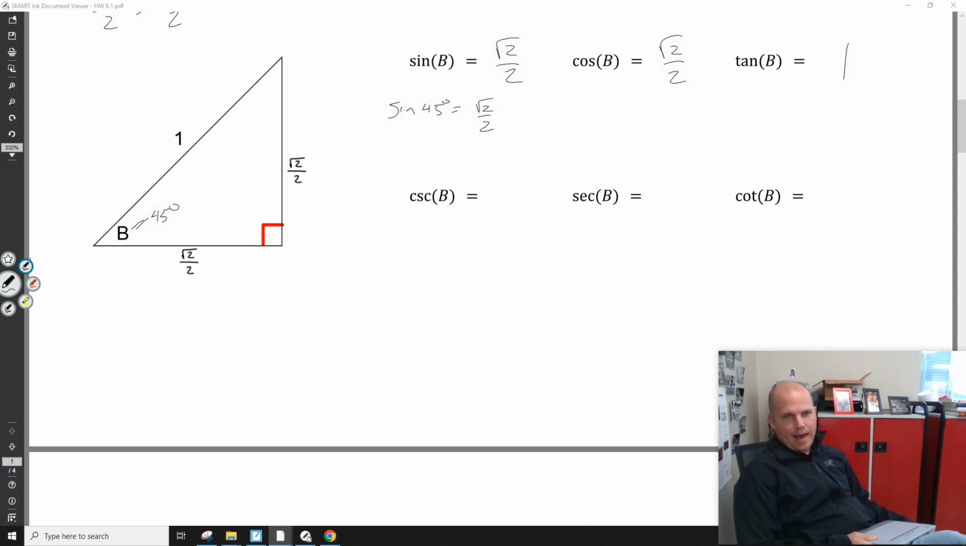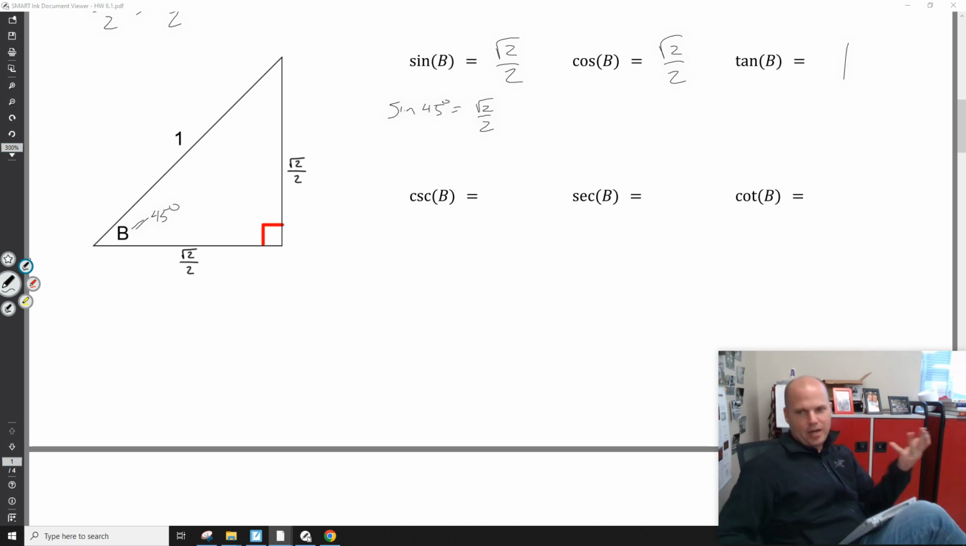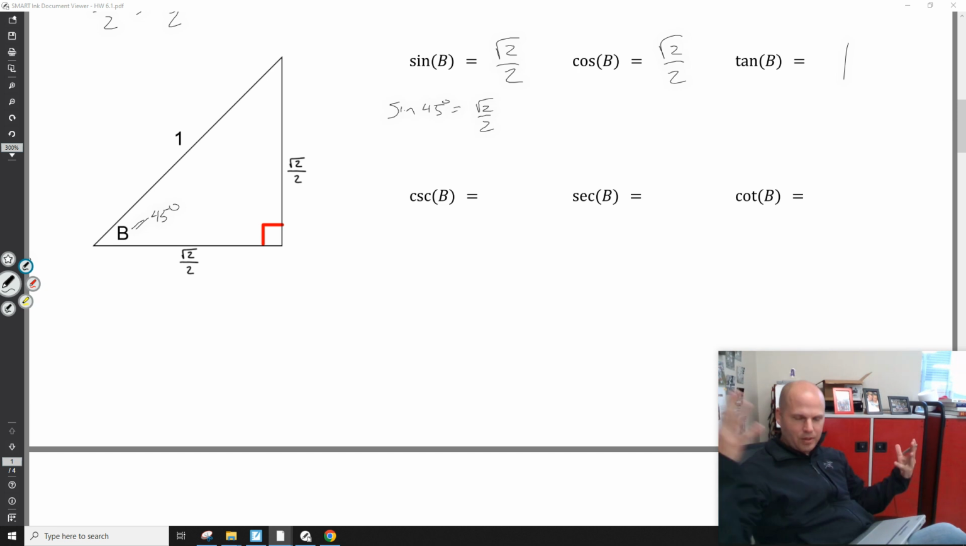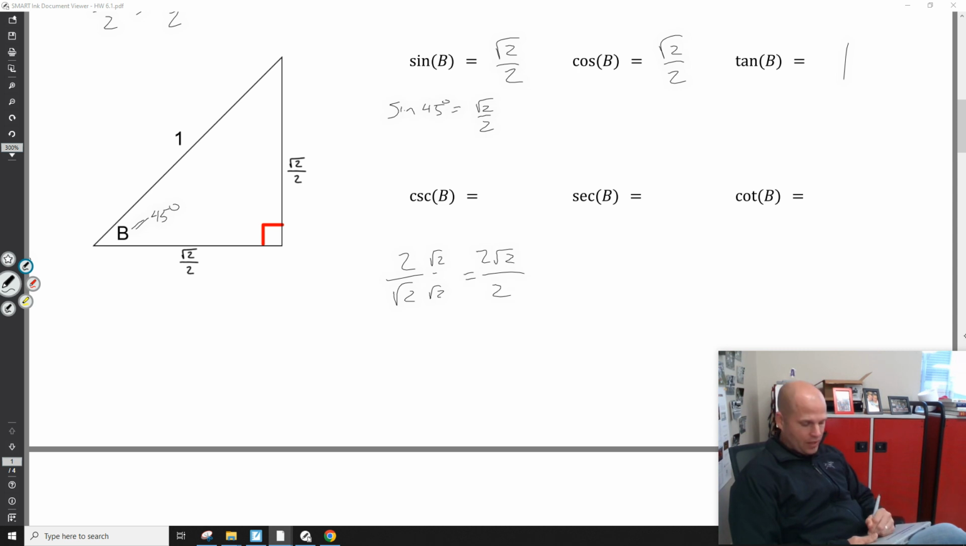I'm not going to do the math. Opposite divided by adjacent is something divided by itself. If you have a 45-degree triangle, the heights, the vertical lengths and the horizontal lengths, will have to be the same. It has to be isosceles, no matter how big the triangle is. If we flipped 2 over root 2 and rationalized, 2 root 2 over 2, oh, that's just going to be root 2.